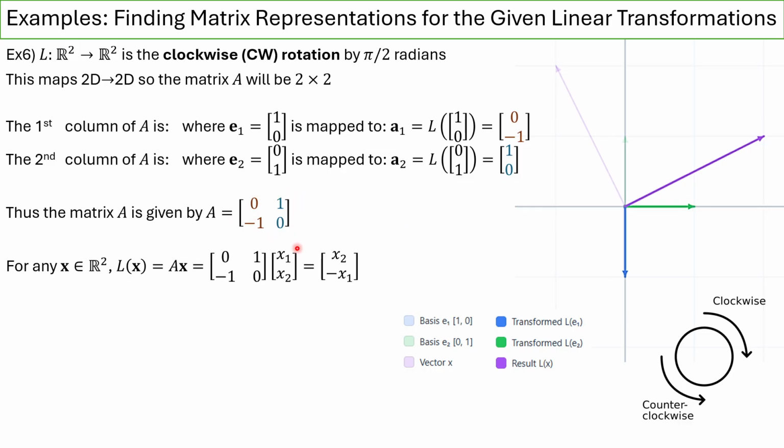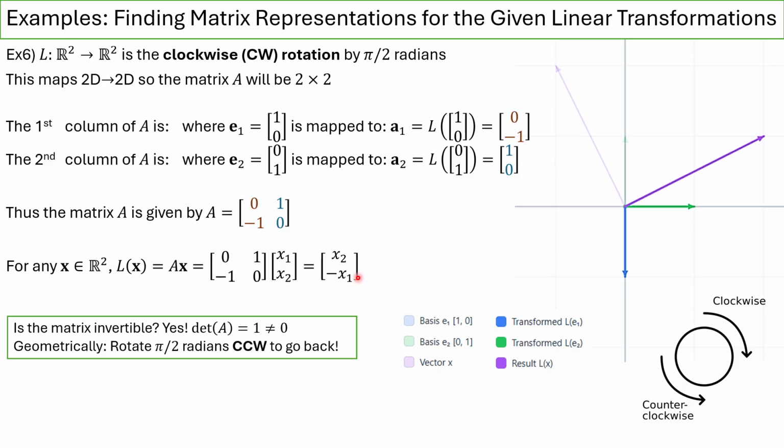Okay, and then if we apply this to a general input vector x1, x2, our output vector is going to be x2 and negative x1. So you could see immediately that's how the coordinates are going to change. We're going to put x2 up top and then x1 on the bottom and make it negative. That's exactly what it means to do a 90-degree rotation clockwise in two-dimensional space.